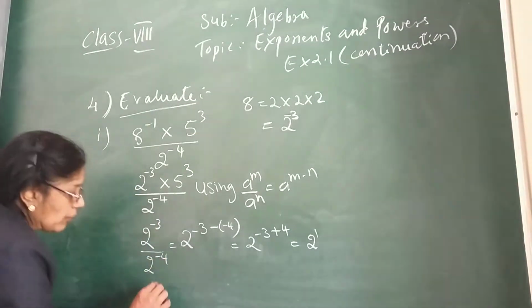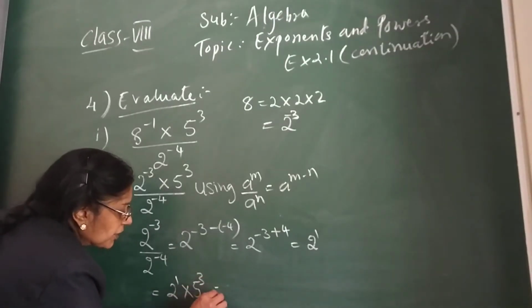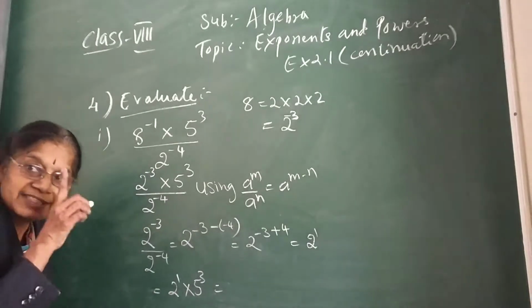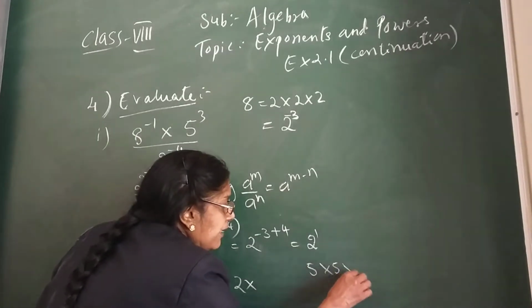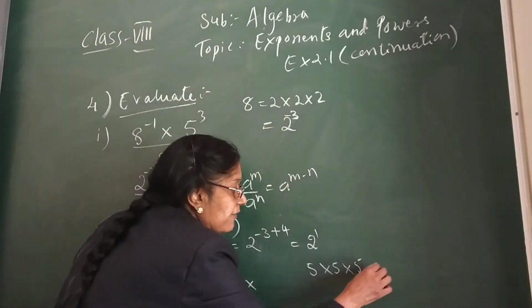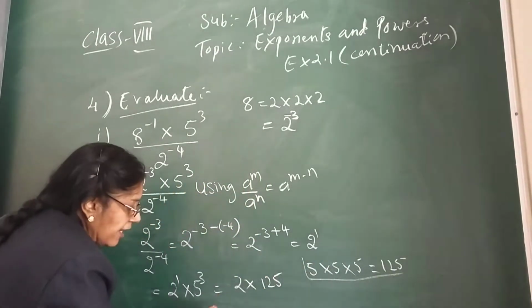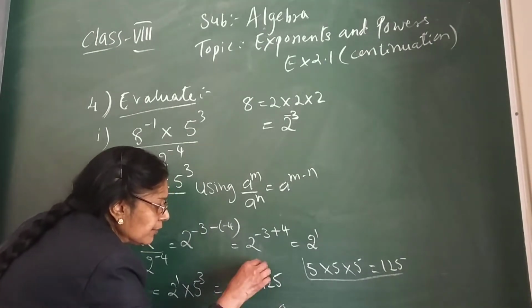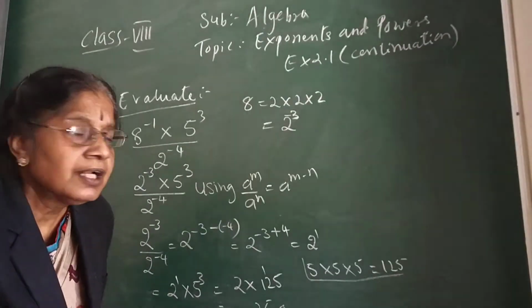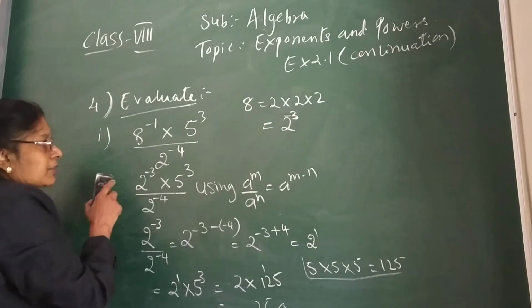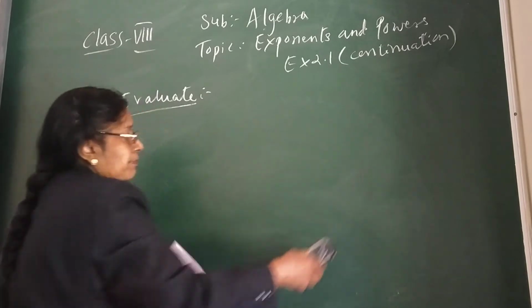Further, what shall we do? Now it is equal to 2 to the power of 1 into 5 to the power of 3. 2 to the power of 1 means only 2. 5 to the power of 3 means 5 into 5 into 5. 5 fives are 25, 25 fives are 125. So 2 into 125 is 250. So that is your answer. So what did we do? We converted 8 into a power of 2, because we can express 8 in the form of an exponent.